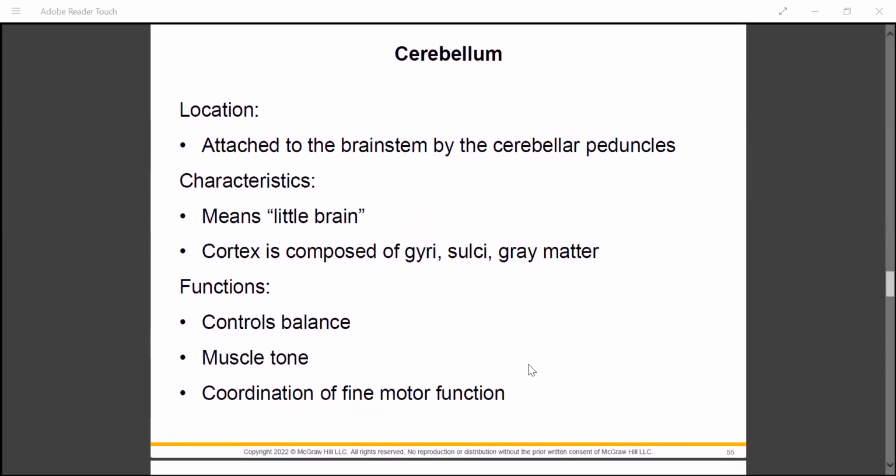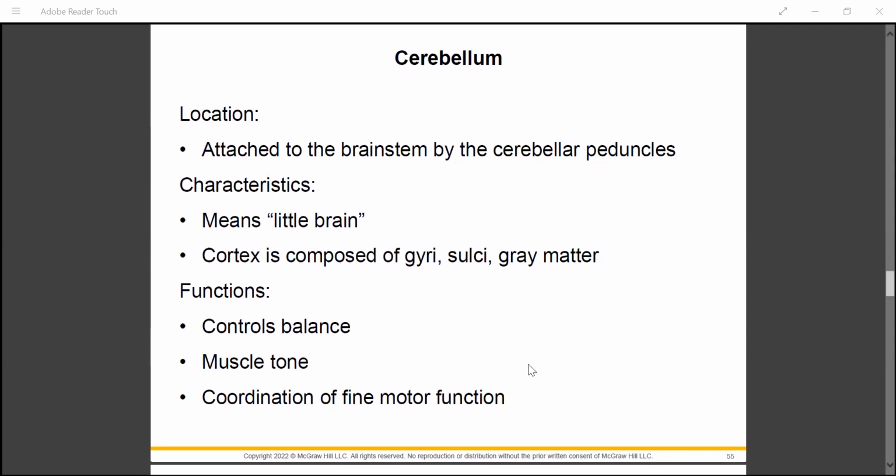All right, our cerebellum, sometimes this is called the little brain. And so its main job is to control balance, muscle tone, and our fine motor function. So if you encounter someone that has cerebellar damage, oftentimes they're walking super uncoordinated.